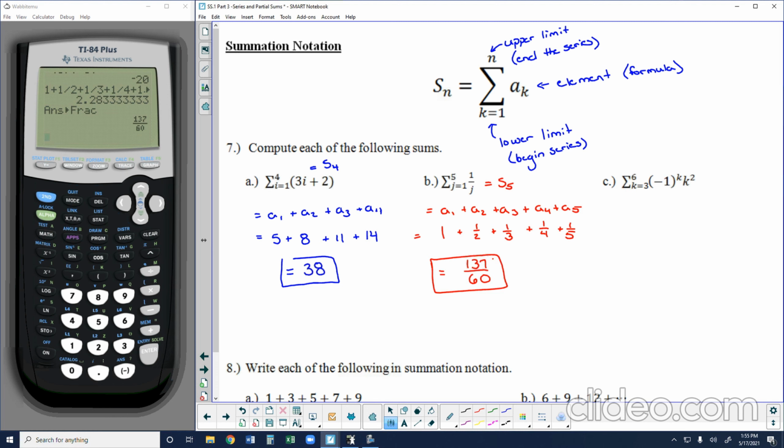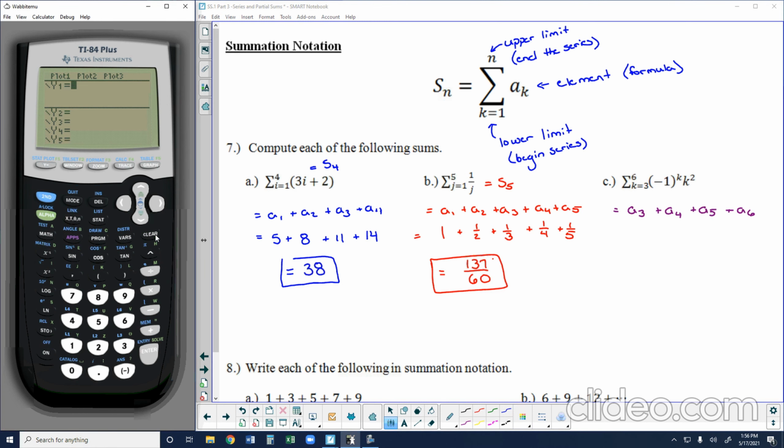Now, the reason we use summation notation is for examples like C. In C, notice the lower limit. The lower limit is actually 3. So we're not doing the first 6 terms. We're actually going to add together terms 3, 4, 5, and 6. So this is telling us we're not starting at the beginning of the sequence. We're starting at the 3rd term and then adding together those terms up to the 6th.